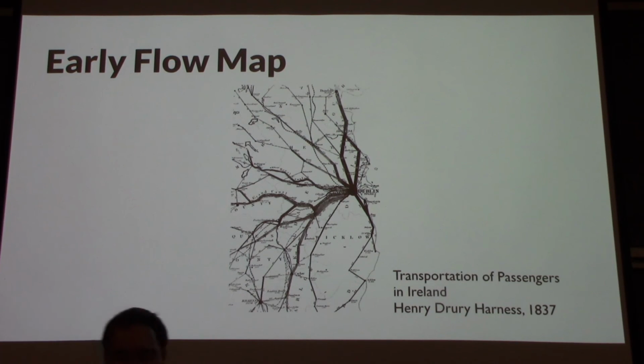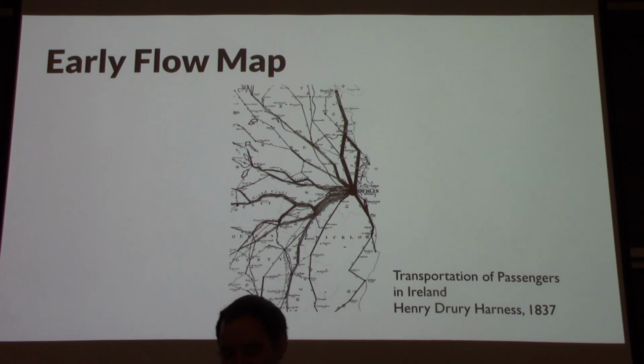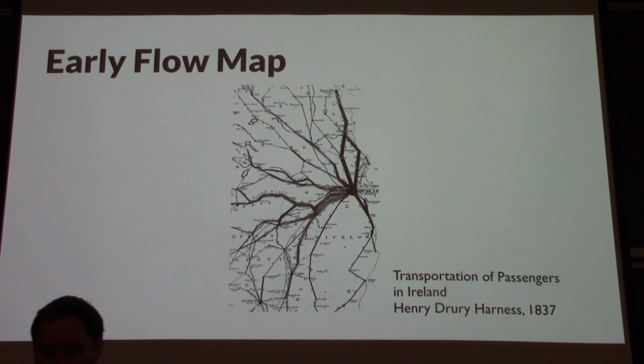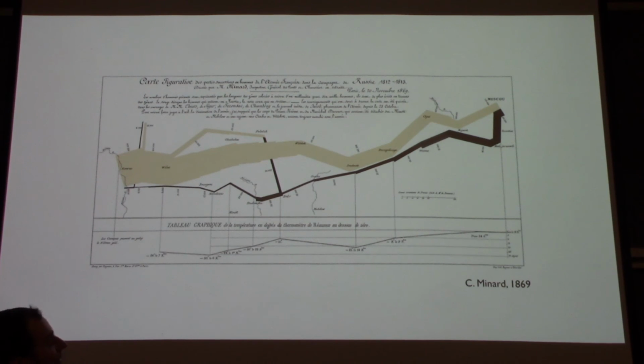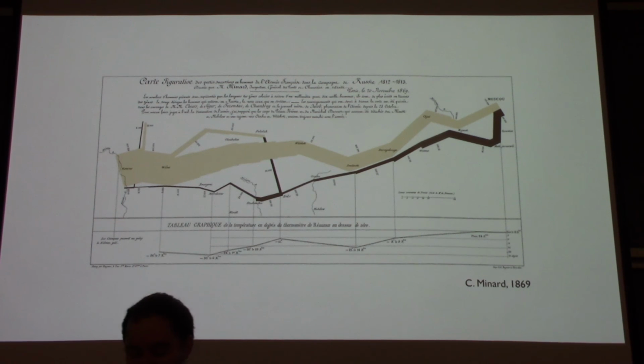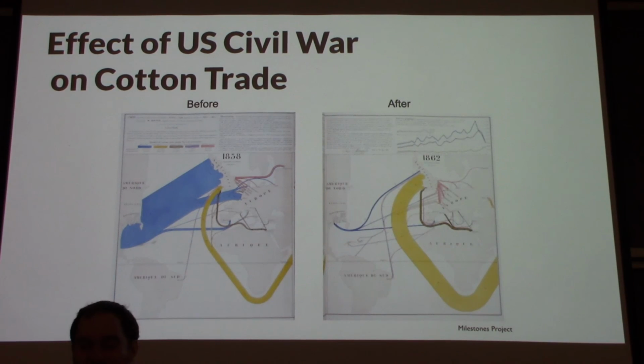Okay, flow maps. Flow maps show you essentially how something flows. For example, in this case, an early example, transportation of passengers in Ireland. But you probably remember this one, I talked about it previously: how did Napoleon's march on Moscow go? So I'll not repeat this. But you've probably seen these in your high school geography textbooks.